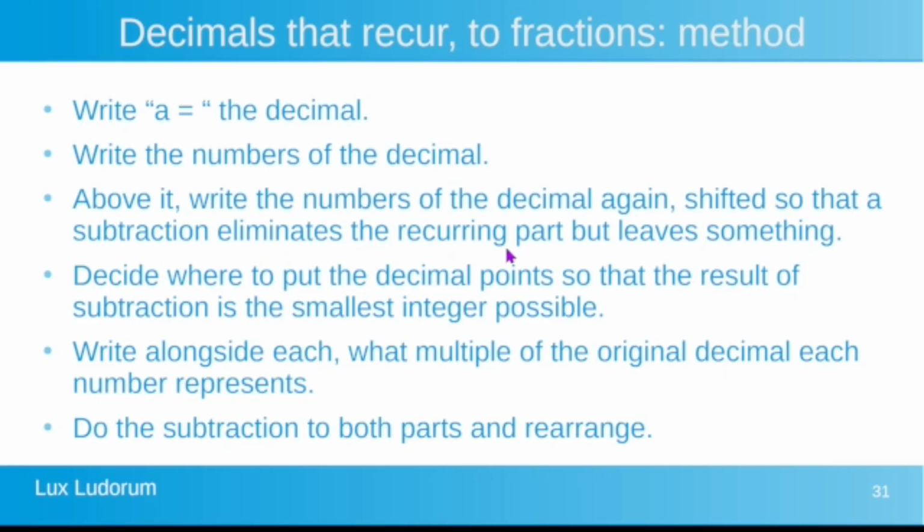subtraction eliminates the recurring part but leaves something behind. Decide where you're going to put the decimal points so that the result of the subtraction is the smallest integer possible, and write alongside each what multiple of the original decimal each number represents, so like 100A or 1000A. Do the subtraction to both parts and rearrange.